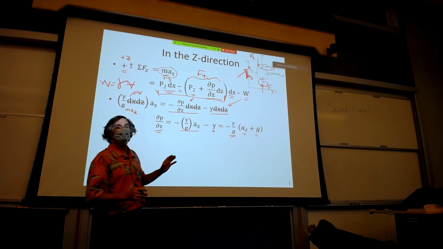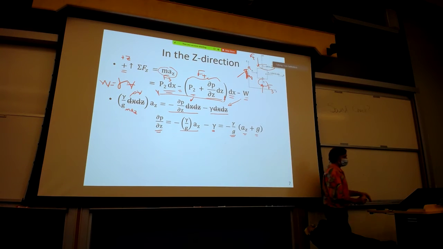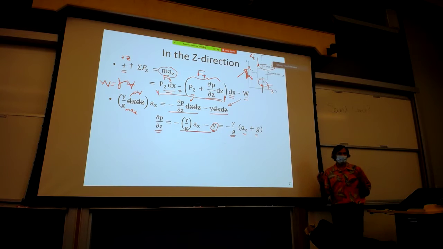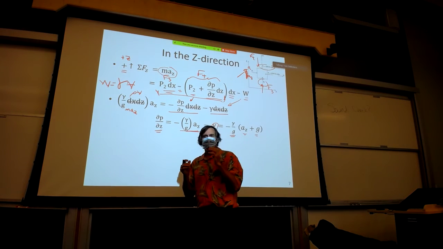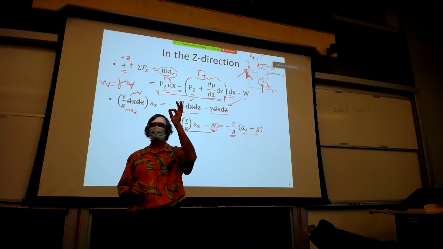Question? Where did the g in that last line come from? This one? Yeah. What we did was take this equation and factor out gamma over g. If you think about it, gamma over g times g is gamma. Got it? So it's just convenient to put it this way. Why? Because az plus g are both accelerations. And it's convenient to see that, as we did in the x direction equation, I know you don't have it memorized yet, it was minus gamma over g ax.